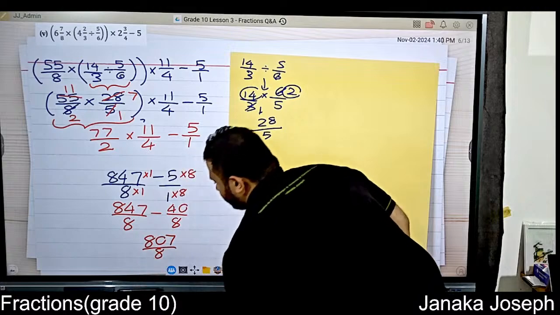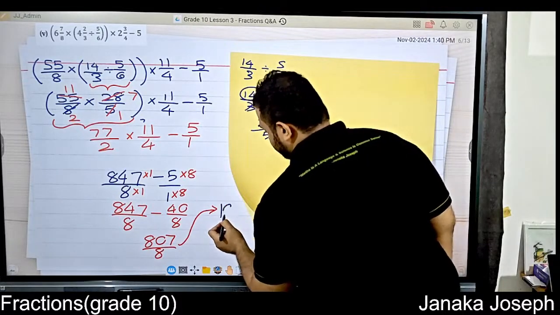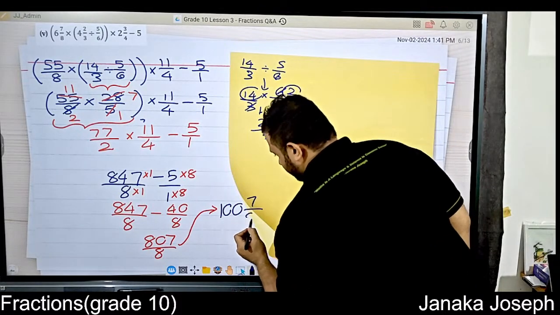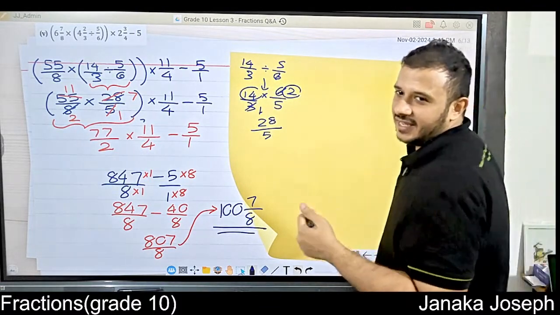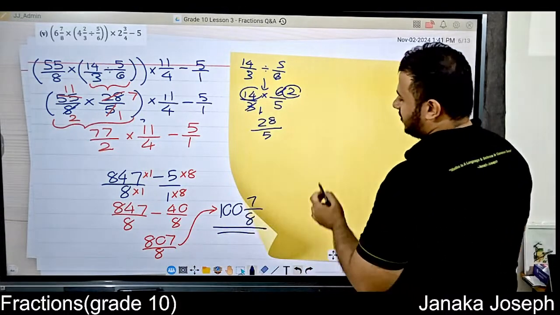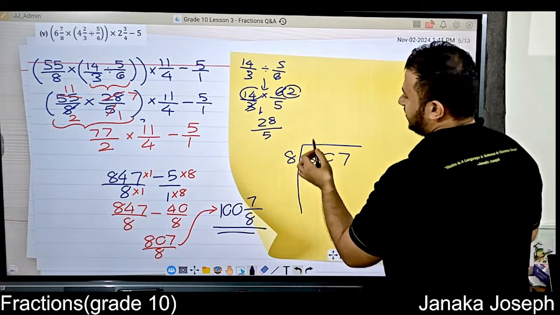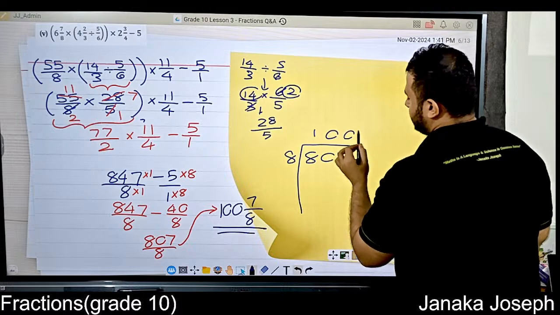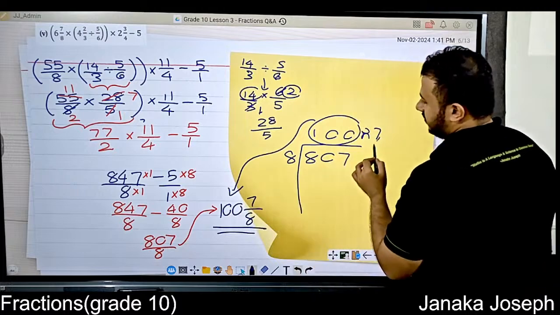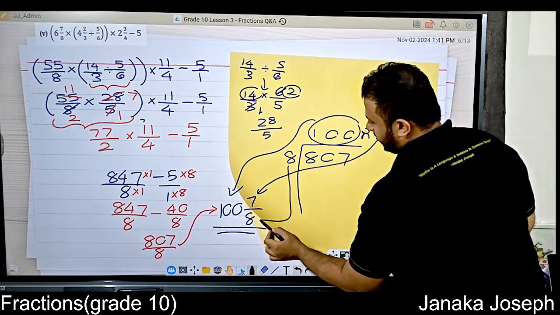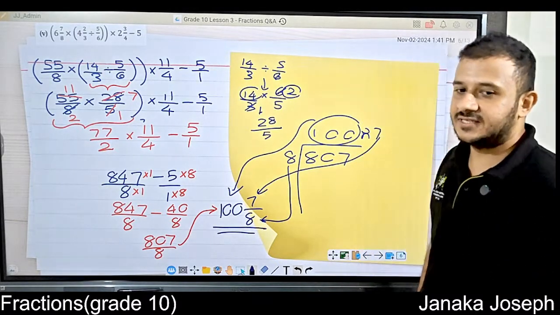807 over 8. How many 8s can go into 800? Definitely 100 8s. And left over 7 out of 8. Again, I will remind you, if you have an improper fraction to turn into a mixed number, what do we do? We write a division. How many 8s? 1. How many 8s? 0. How many 8s? 0. Remainder 7. This is the whole value. This is the remainder value, the numerator, and the denominator remains the same. That's how we make it into a mixed number, in case you forgot about it.